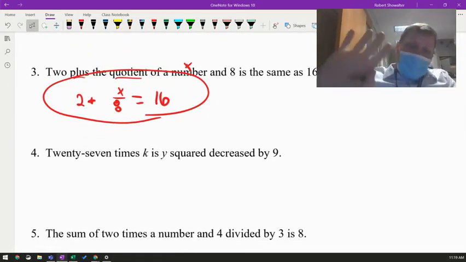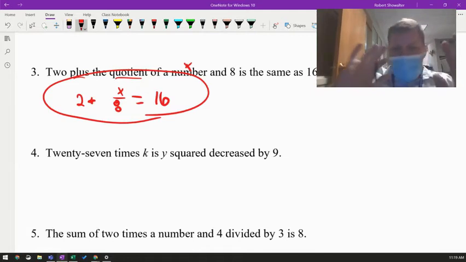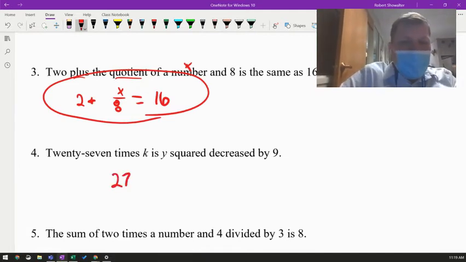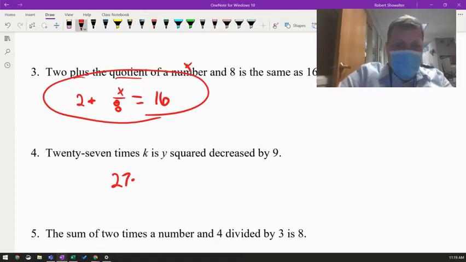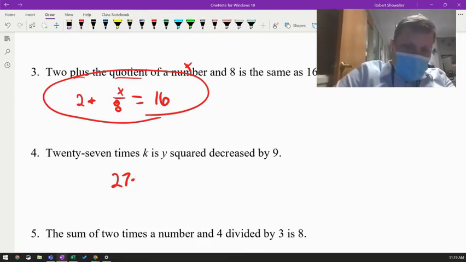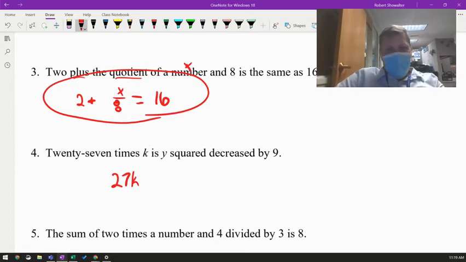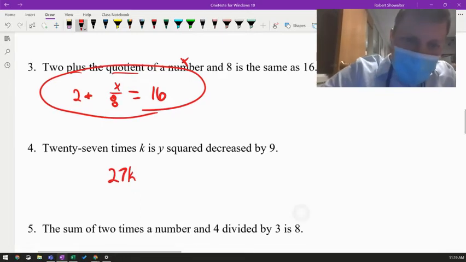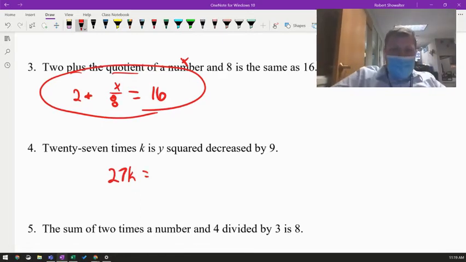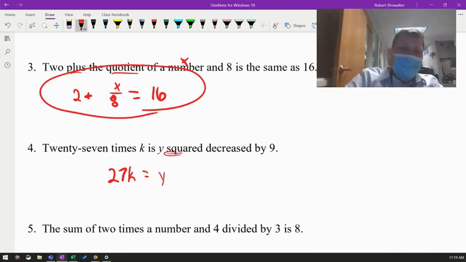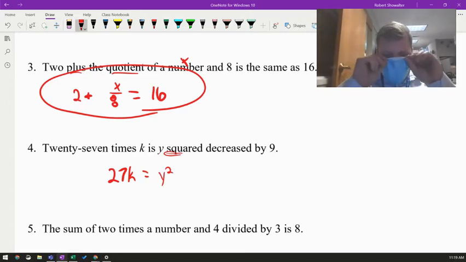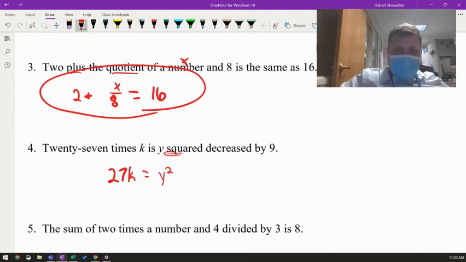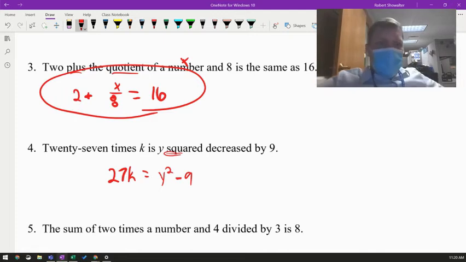Okay, so 27 times. Let's just start dropping it like it's hot here. So 27 times K. We actually don't need the times anymore. We'll just drop a K. 27 times K is, that's an equals, Y squared. What is squared? Oh, that's an exponent of 2, so Y squared. Decreased by 9. So decreased by is a minus. Nice. Yes, that's exciting. Okay, number 5.